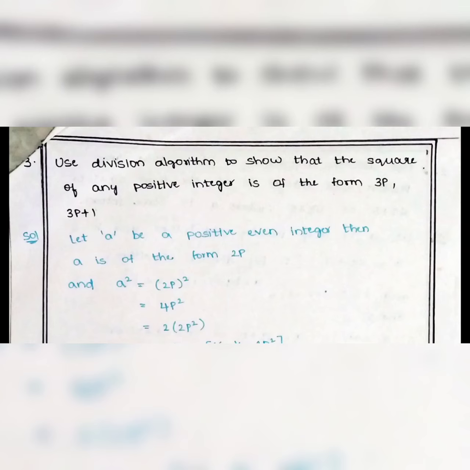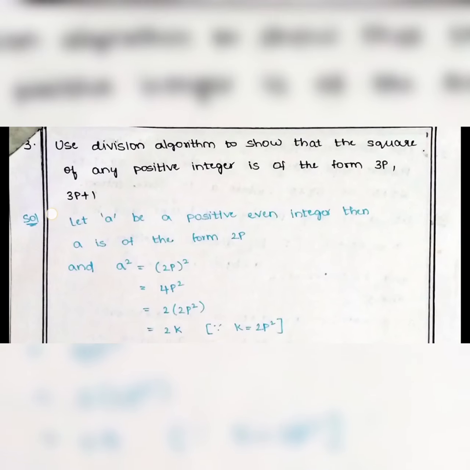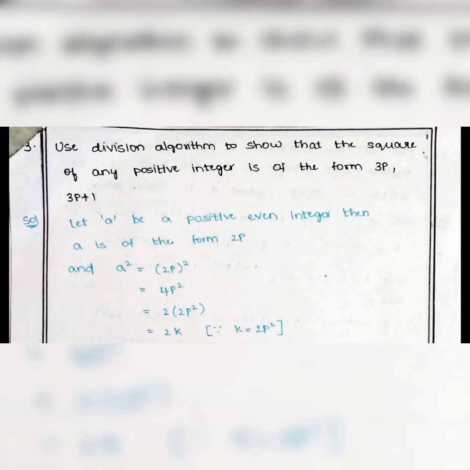Coming to the next bit: use division algorithm to show that the square of any positive integer is of the form 3p or 3p plus 1. So let us do this. Let a be a positive even integer, then a is of the form 2p, and a square equals 2p whole square.